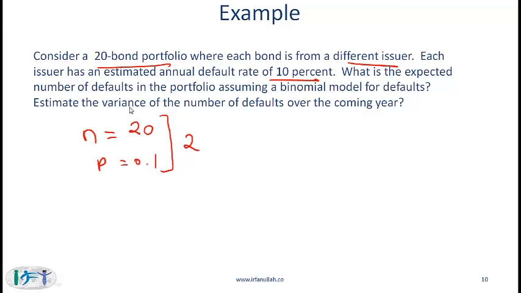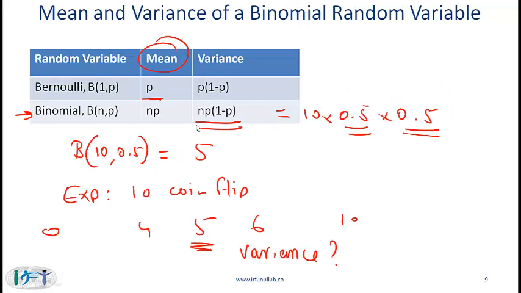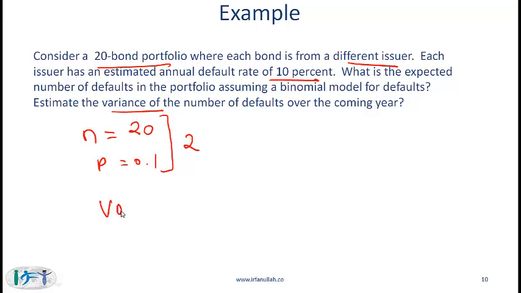What about the variance of the number of defaults over the coming year? As we've just seen, the formula for variance is n into p into 1 minus p. So the variance is equal to 20 into p, which is 0.1, into 1 minus p, which is 0.9, and this is equal to 1.8. To find the standard deviation, you simply take the square root of the variance.